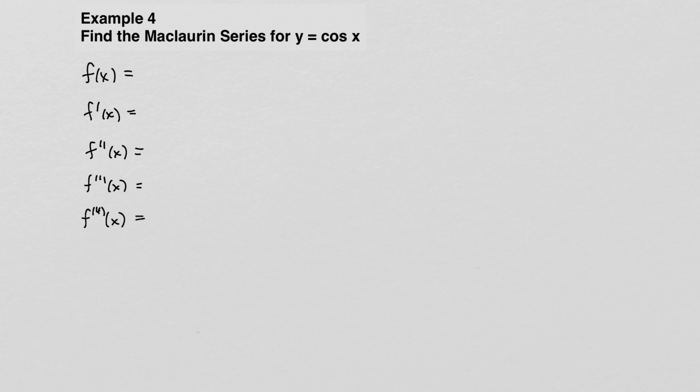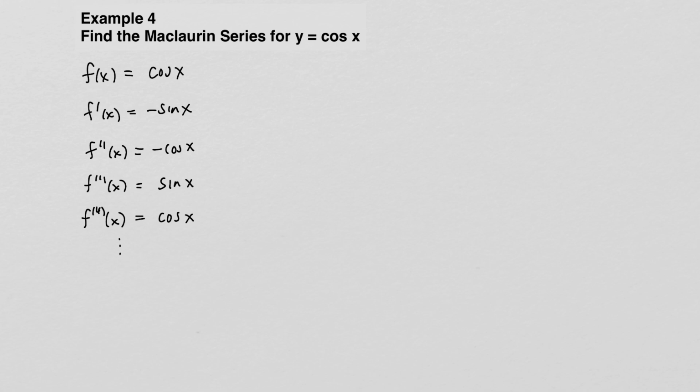Next, let's find the Maclaurin series for cosine. Now, this is going to be very similar to what we just did, and so I'm not going to repeat all of the work, but I want to just show you the basic thought process to do this. So what I'm going to do here is go ahead and find the first 4 derivatives of cosine. So the first derivative of cosine is negative sine. The second derivative is going to be negative cosine. The third derivative will be sine, and the fourth derivative will be cosine.